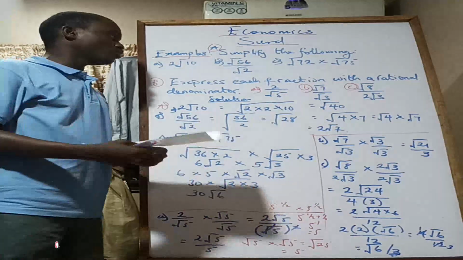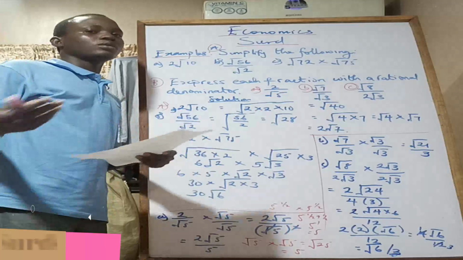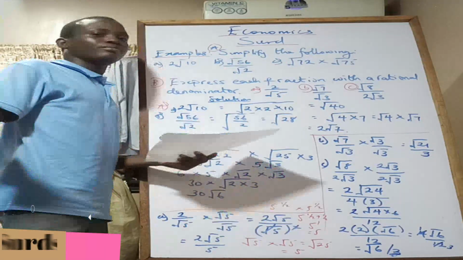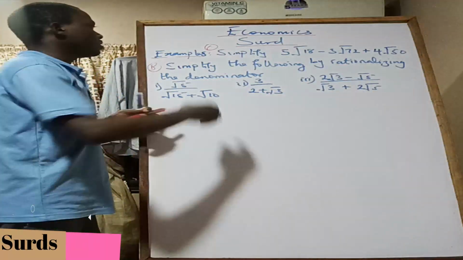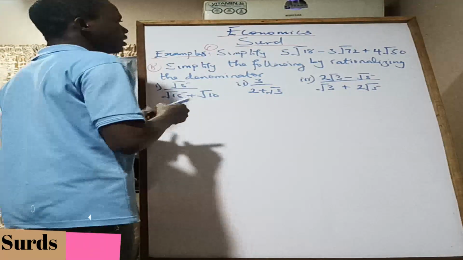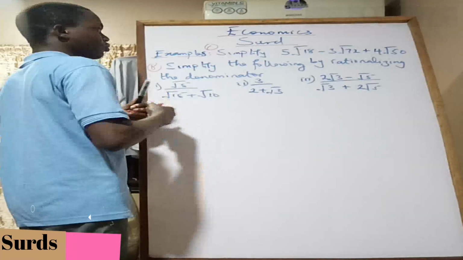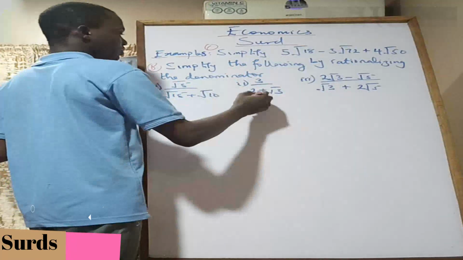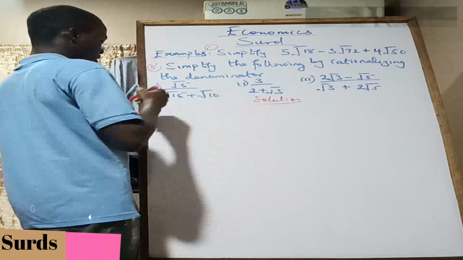So next thing I want to go to is addition and subtraction of surds, then rationalization of surds, then your assignment, then bye-bye. These are the last set of exercises that we are going to be doing. So here, simplify 5 root 18 minus 3 root 72 plus 4 root 50. So what do we do? I intentionally brought this kind of example so that you learn addition and subtraction at the same time.